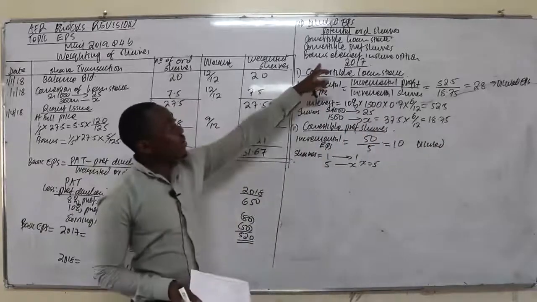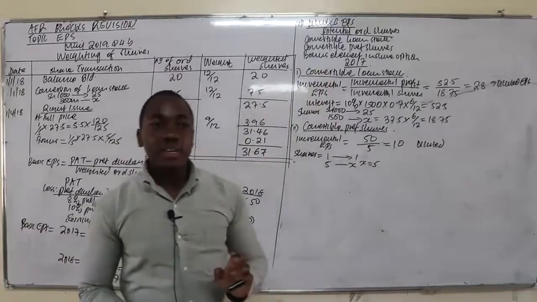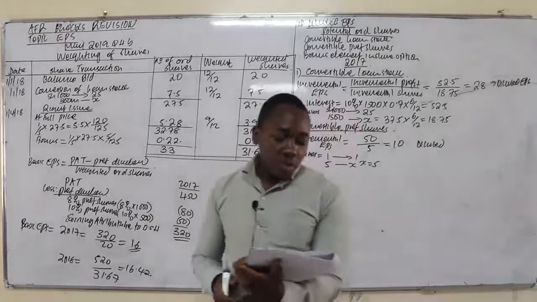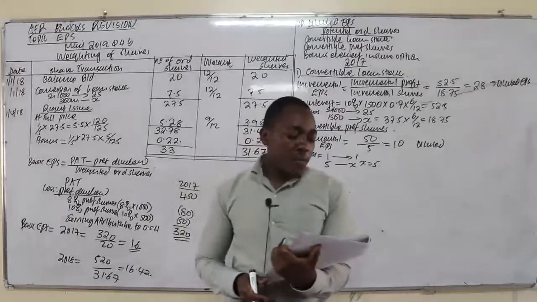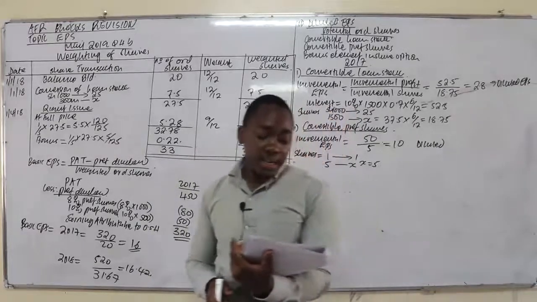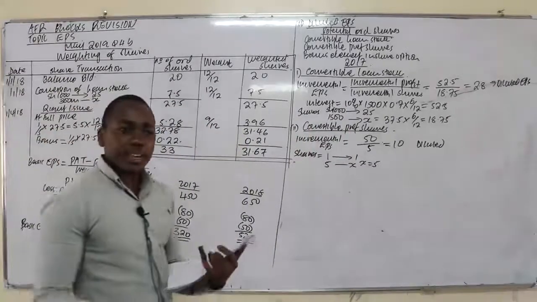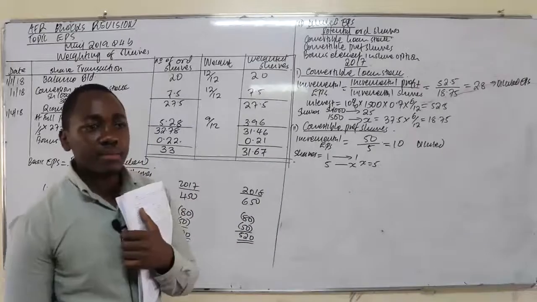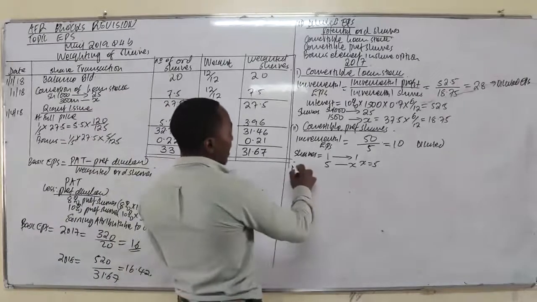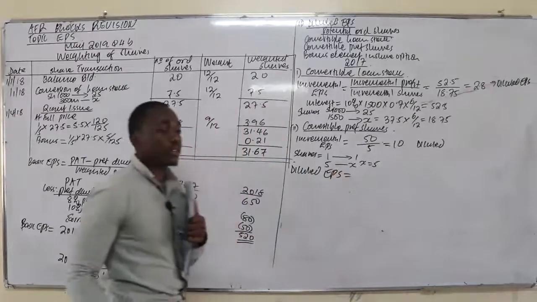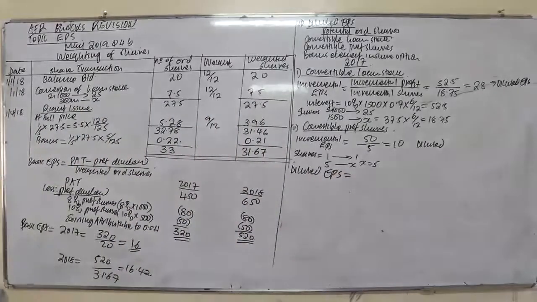Then we had a bonus element in the share option. Will that affect 2017? Let's go to note number 4. On 1st April 2018, the company granted its employees the option to buy 4 million shares. That was 2018. That one does not affect the EPS for 2017. So how do we get the diluted EPS? We just come back here to 2017.